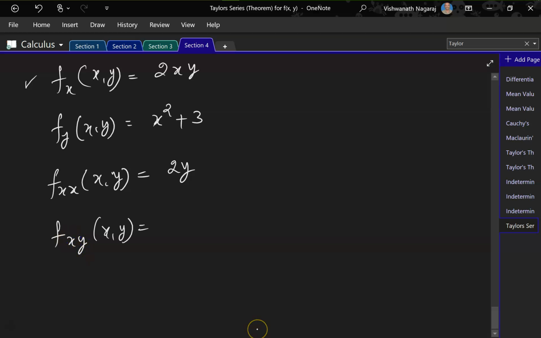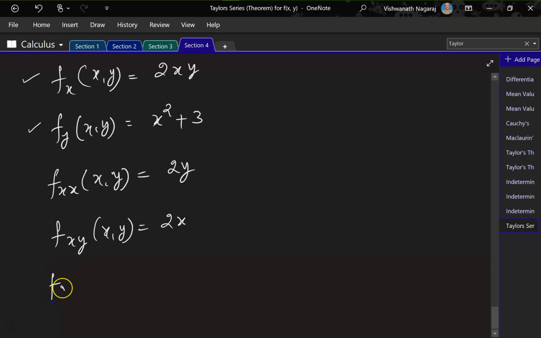Now fxy. For this we can take fx, or we can take fy. Remember, the order of differentiation doesn't matter. So if we take this and differentiate with respect to y, we get 2x. Whereas if we take this and differentiate it with respect to x, again we get 2x. So in either case, we will get 2x.